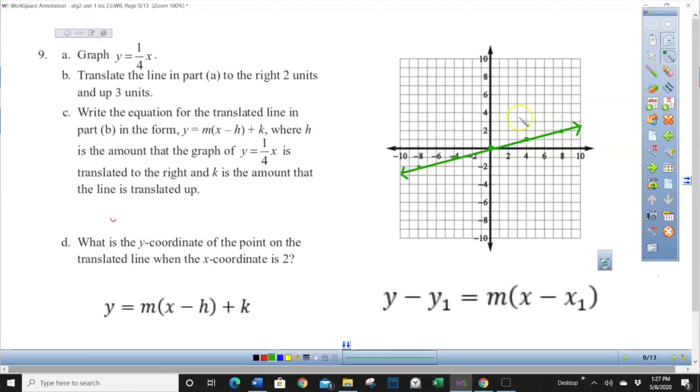Now it's asking us to translate that line 2 units to the right and 3 units up. So if I start at my 0, 0 point and go 2 units to the right and 3 units up, and then I go to this point, 2 units to the right, 3 units up. And if I go to this point, 2 units to the right, 3 units up. And I draw that line.